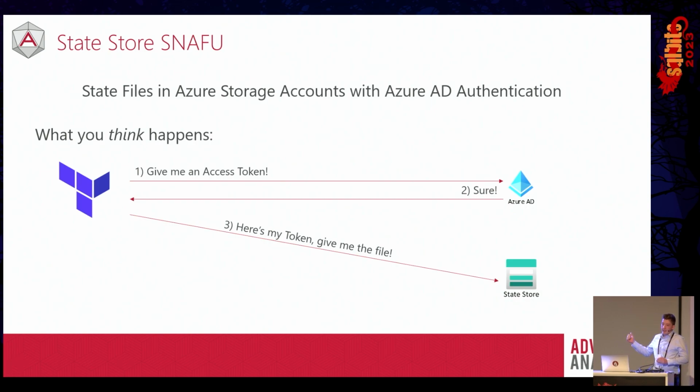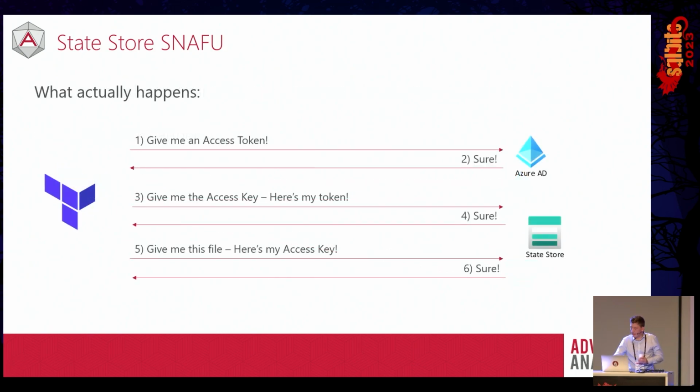And so what you think is going to happen is something like this. Terraform goes to Azure AD, authenticates, and then it uses its authentication token to go to the storage account, and it gets its state file out. Brilliant, you think. Except that that's not what Terraform actually does. What Terraform does is this.